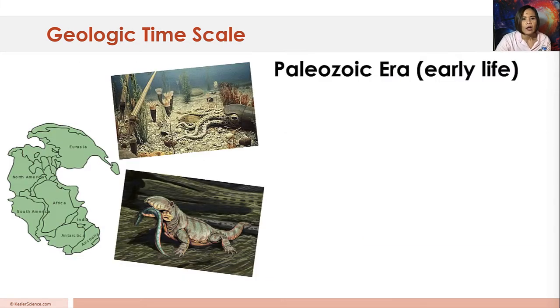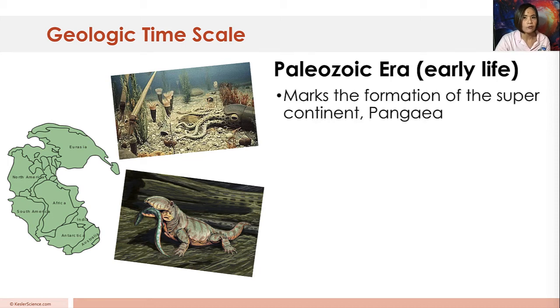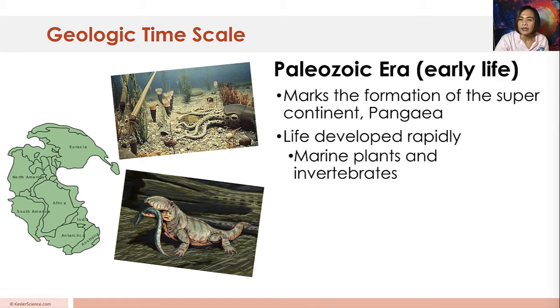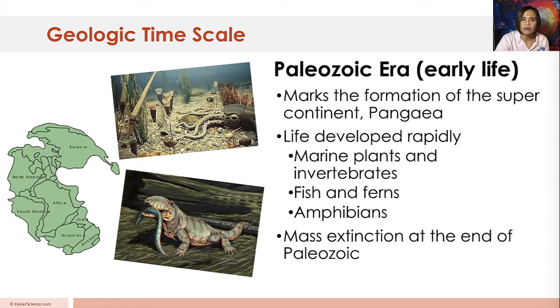here on this diagram. The next one that we're going to take a look at is the Paleozoic Era, which we also call the early life. This era marks the formation of the supercontinent Pangaea, as you can see in this diagram in green. They have found that life developed rapidly during this era, and marine plants and invertebrates developed during this era, as well as fish, ferns, and amphibians. At the end of the Paleozoic era, there was a mass extinction. And of course, when that mass extinction happened, the era was pretty much over.